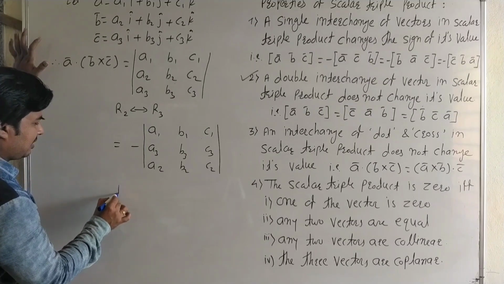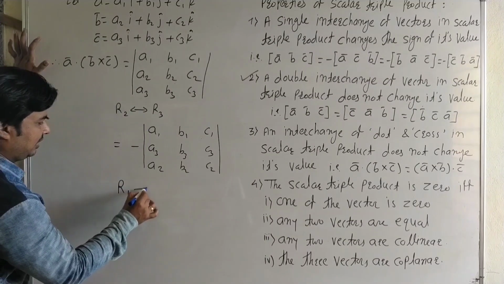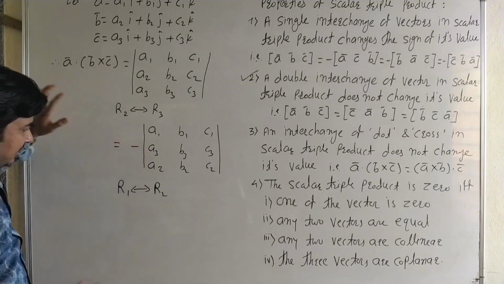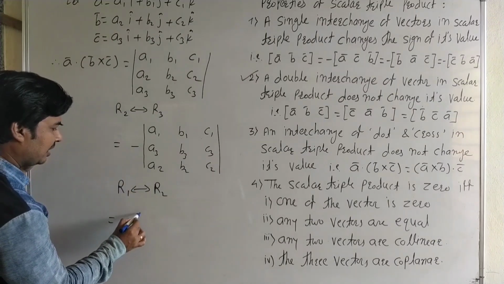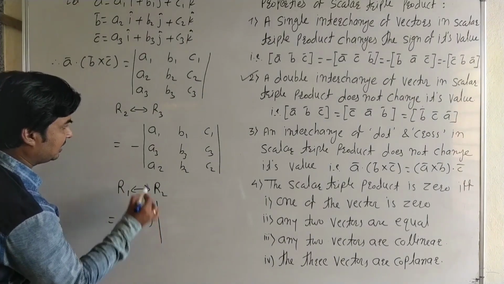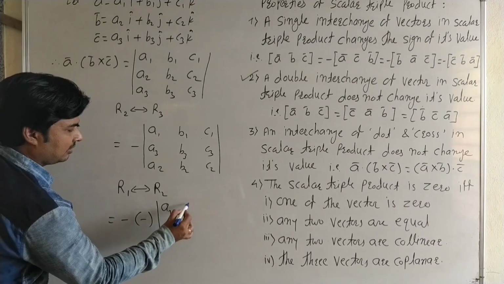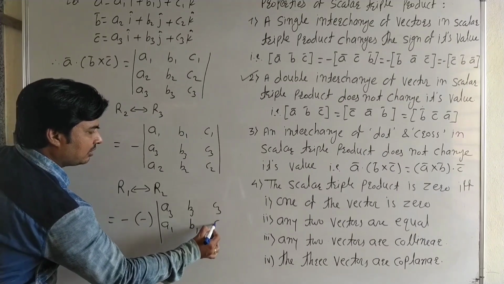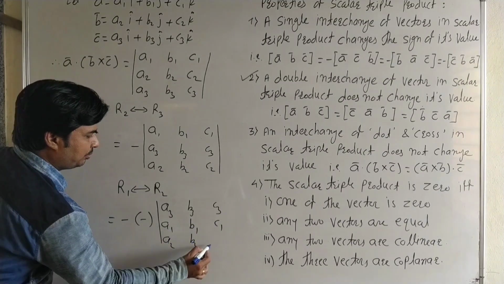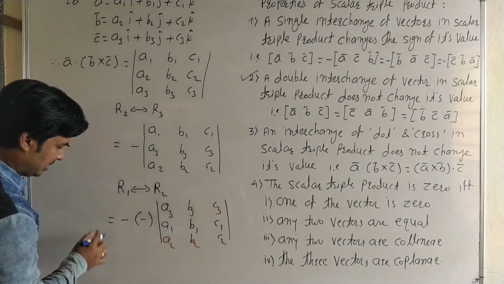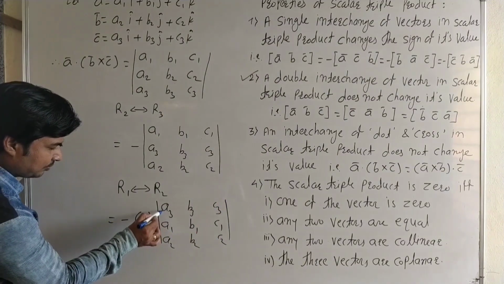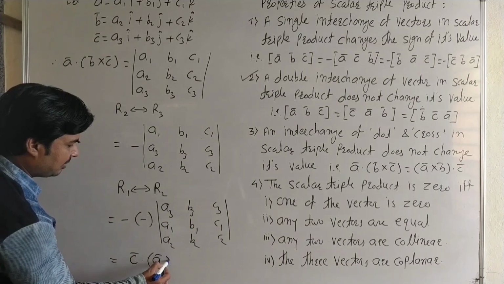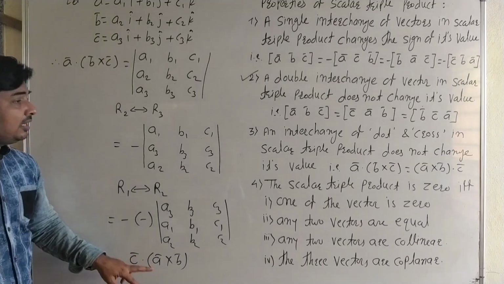Here we interchange R1 and R2 in this determinant. It is R1 and it is R2. Then we get a minus, and again a minus, and then the rows are A3, B3, C3, A1, B1, C1, A2, B2, C2. That means minus minus plus, and it is A3, B3, C3, that is vector C dot A bar cross B bar. It is a double interchange.